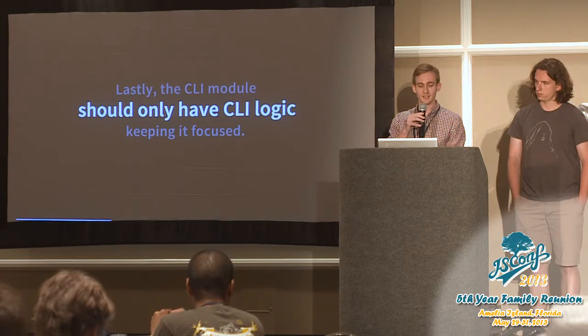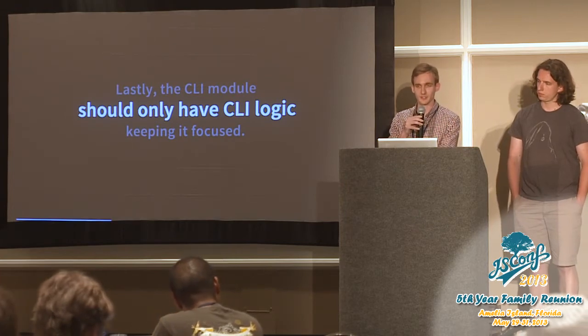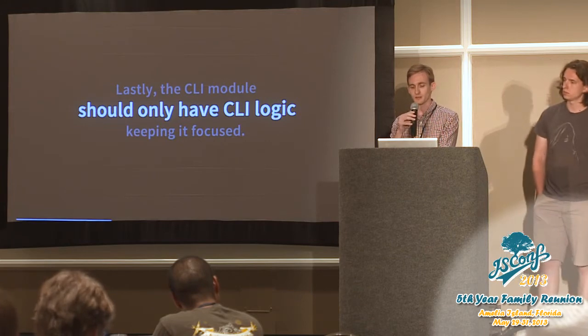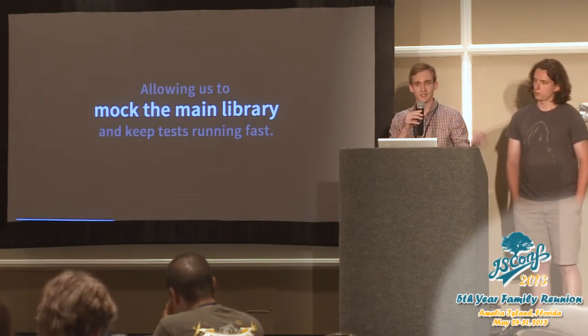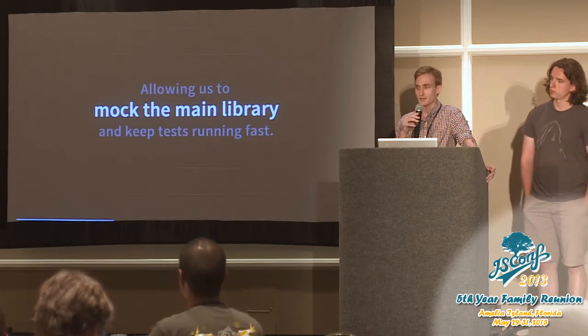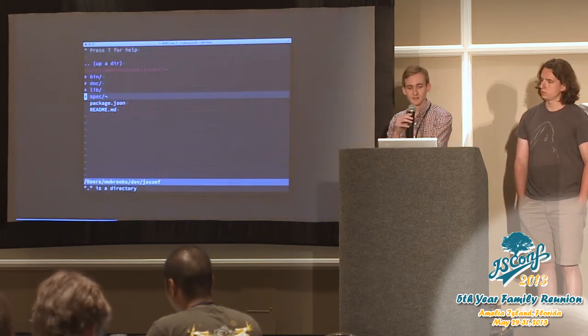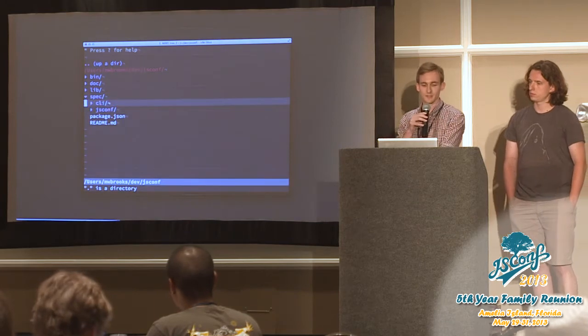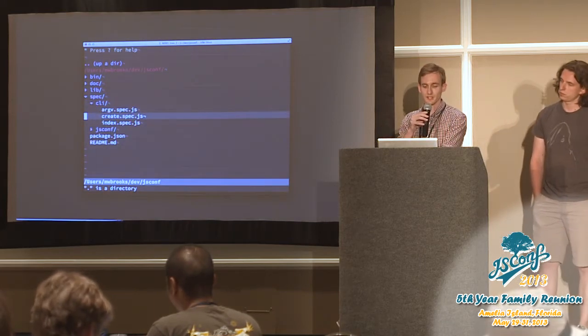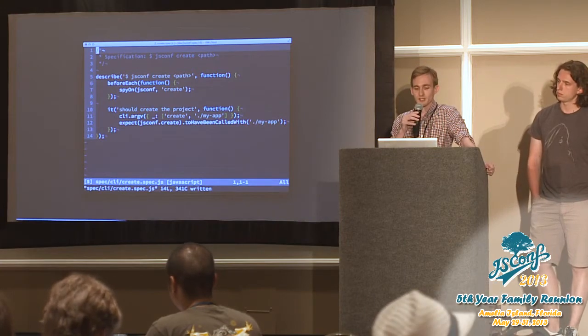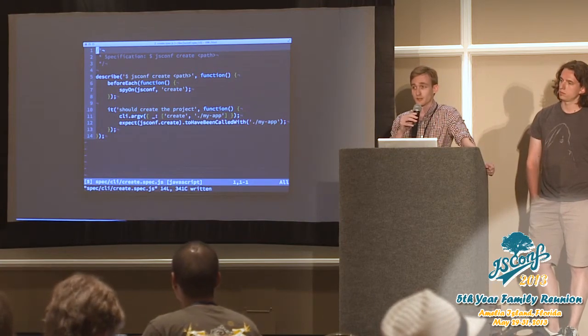And of course, we can take it even a step further, and this is always important, is to keep the CLI, as silly as it sounds, doing the CLI logic only. But the benefit there is that now we can actually use mocking. So we can mock out that main library, the JSConf.create, which keeps our tests running extremely fast. So we can jump into the spec, the CLI, the create again, and now on line 7, we're actually mocking up the JSConf.create.